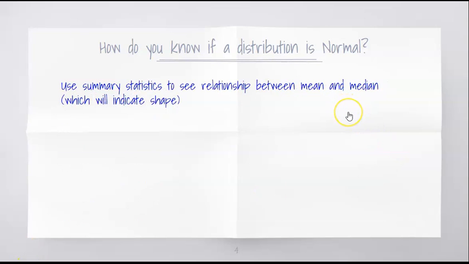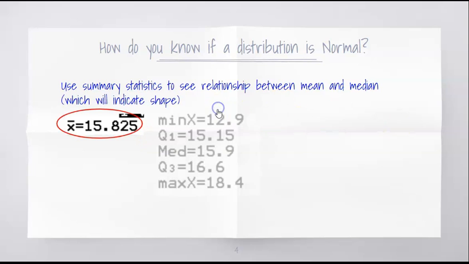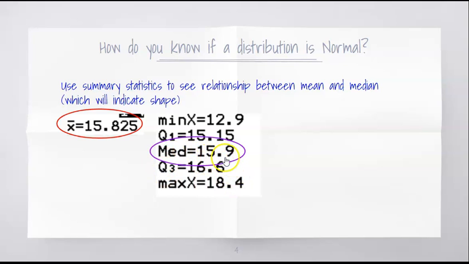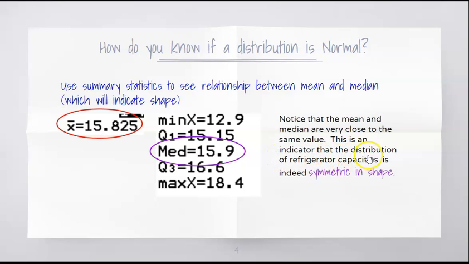Okay, so for the second option, you can use the summary statistics to see the relationship between the mean and the median, which does indicate shape. So if the mean of my sample, x bar, is 15.8 cubic feet, that's good, but I need the median. So I go to my calculator and I find the median in the 5-number summary, right there, 15.9. So notice these values are extremely close together. They're not perfect, but in stats, nothing is ever completely perfect. But these are close enough to indicate that this is approximately normal. So we would say this is an indicator the distribution of the refrigerator capacities is indeed symmetric in shape and normal enough to proceed using norm CDF.